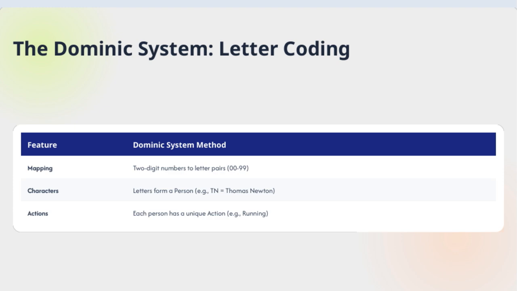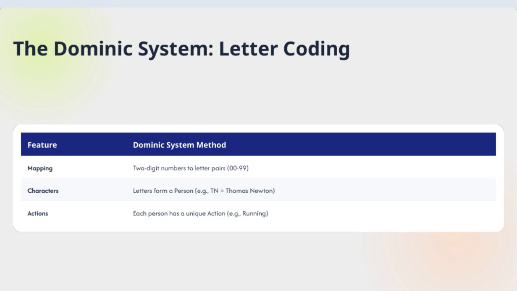Characters, in this context, are essentially these personified initials or images that we link to information we want to remember. Then, there's the idea of two-digit numbers being converted into letter pairs, ranging from 0 to 99. This is a powerful way to encode data efficiently.